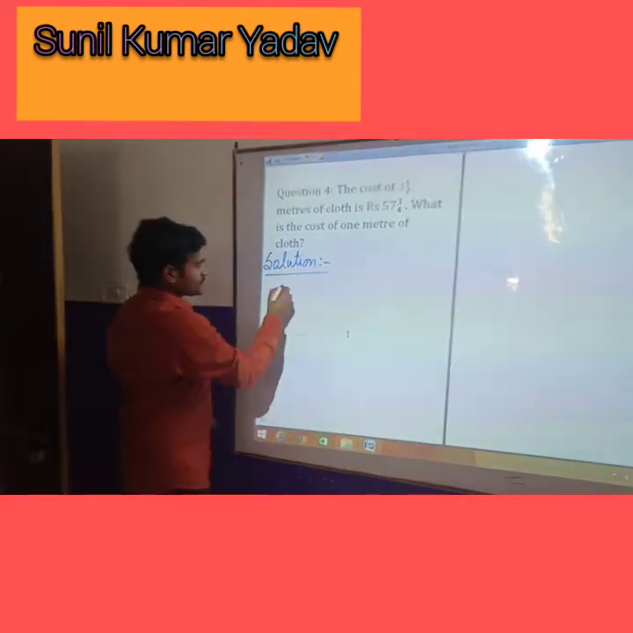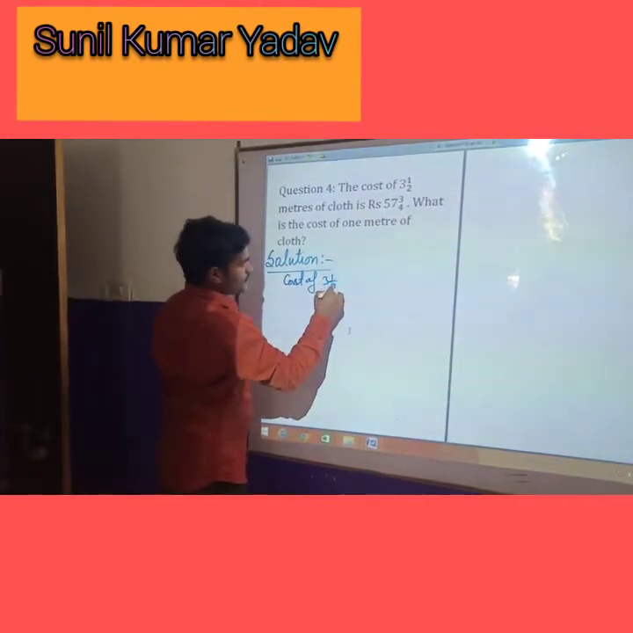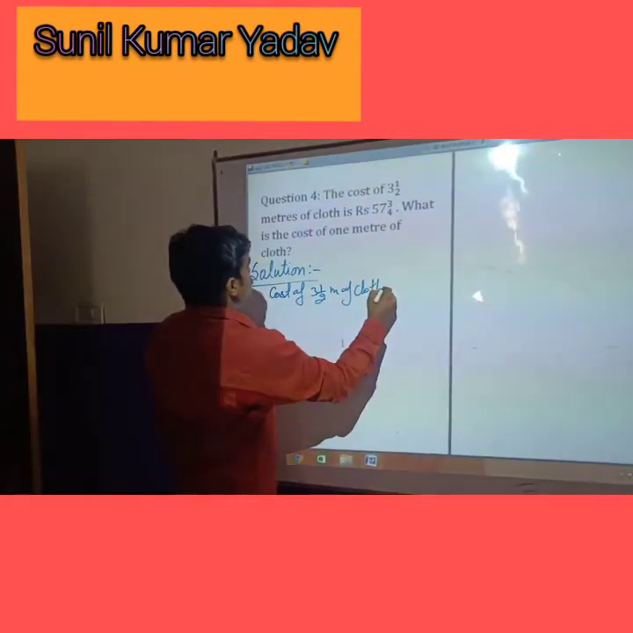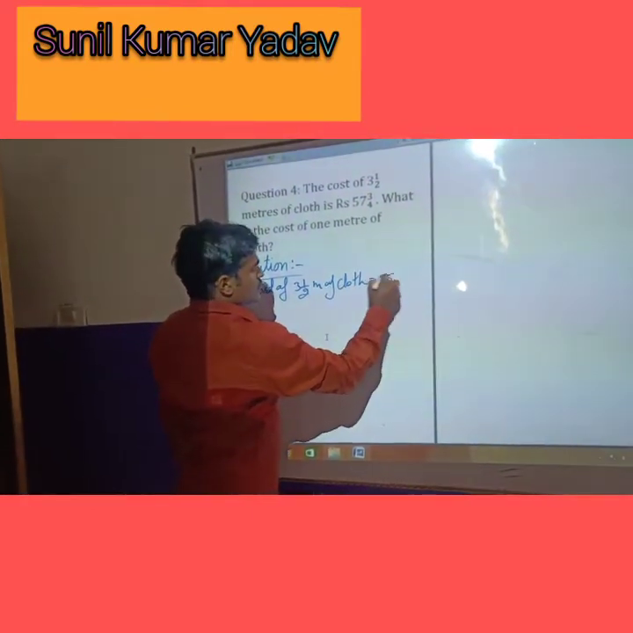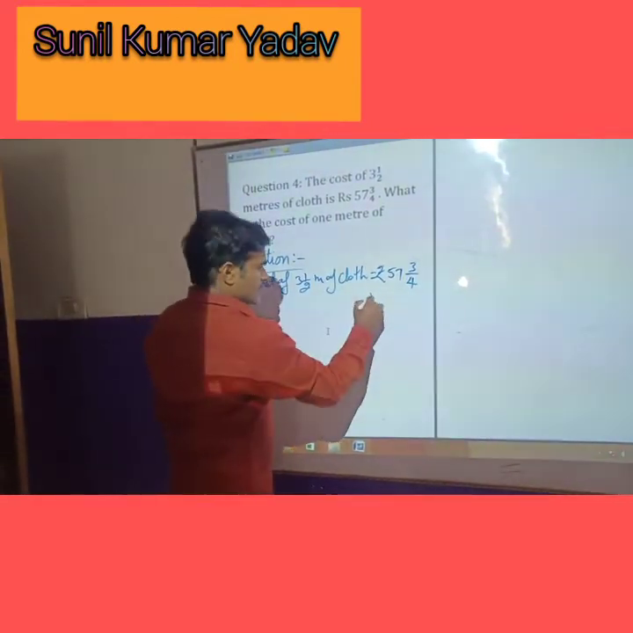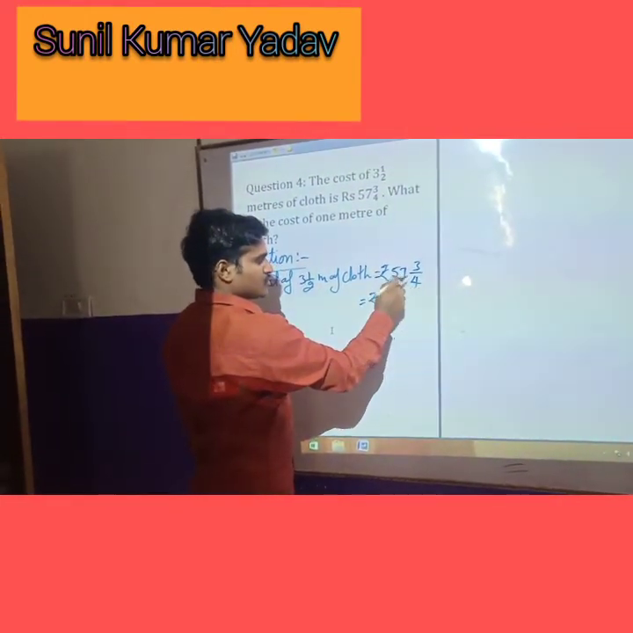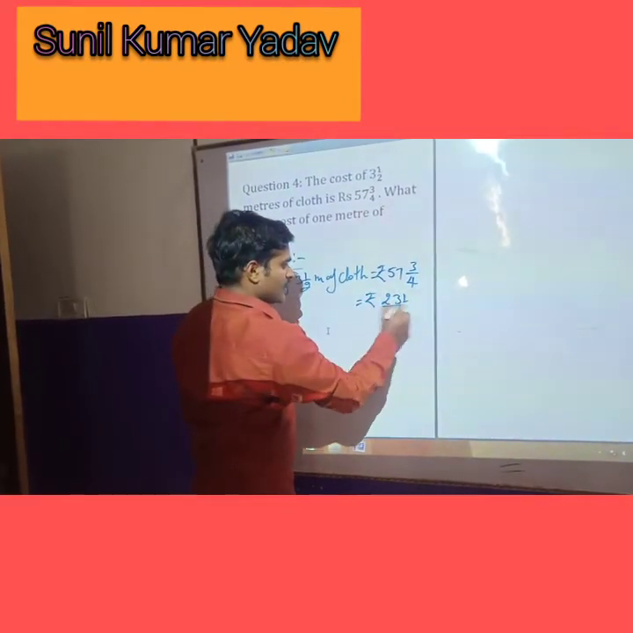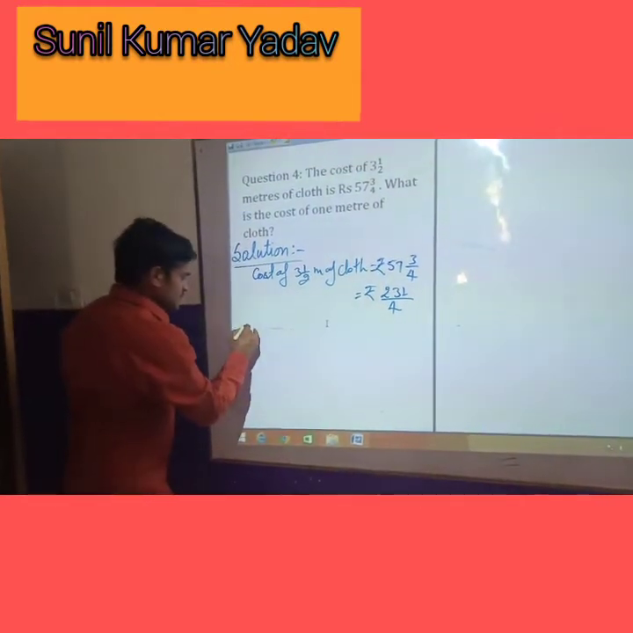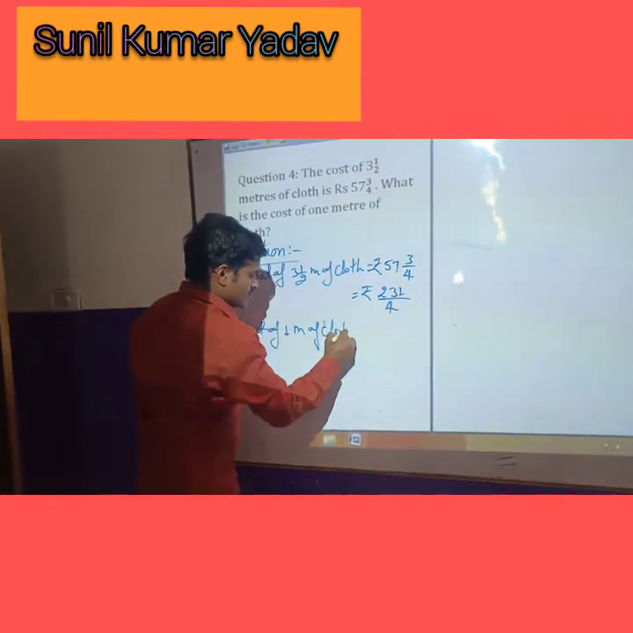So let's see. Given that cost of 3 complete 1 upon 2 meters of cloth is equal to rupees 57 complete 3 upon 4. Okay, convert it into improper fraction. So we get 57 multiplied by 4, 228, plus 3, 231 upon 4 rupees. Okay, we have to find the cost of 1 meter of cloth.